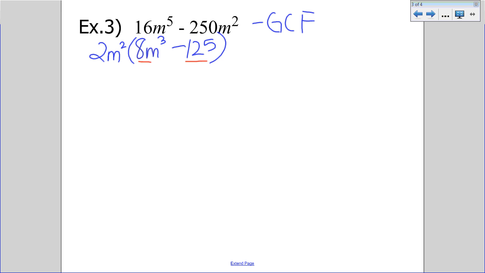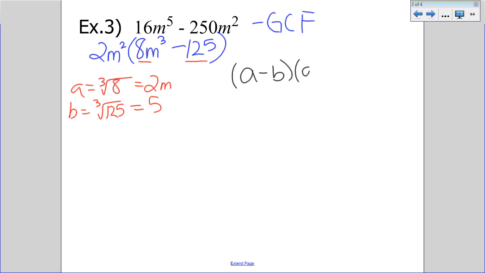So at this point, I'm going to ignore the 2m squared, that greatest common factor. To find my a value, I'm going to take the cube root of 8. And I've got to remember to put the variable with it, because 2m is what gives you 8m cubed. I have to take the cube root of 125, which hopefully you don't need to use your calculator for. You can look back at example number 2. And that's 5. So this is the difference of 2 cubes. I want you guys to fill out the formula for it yourselves.